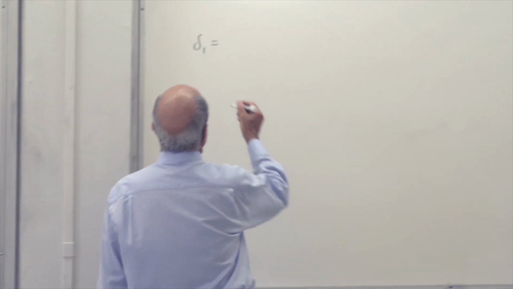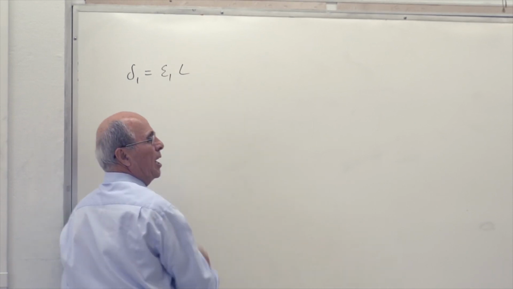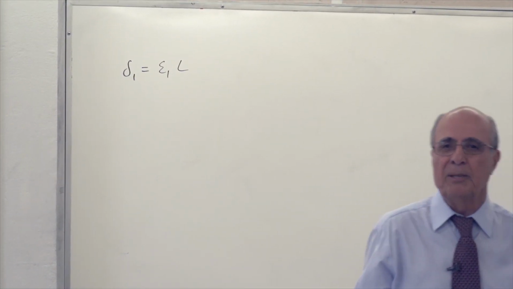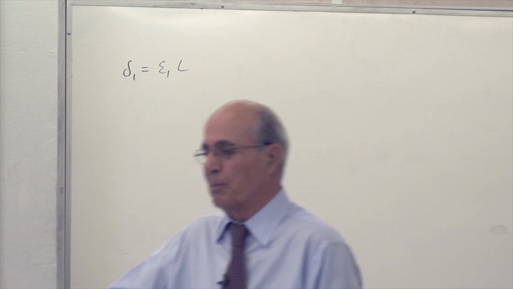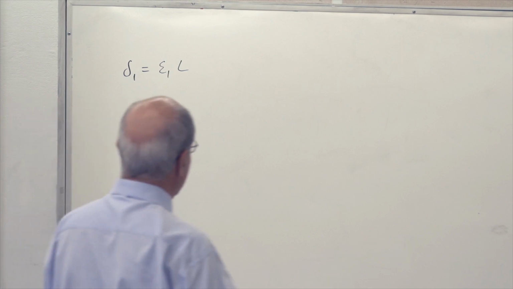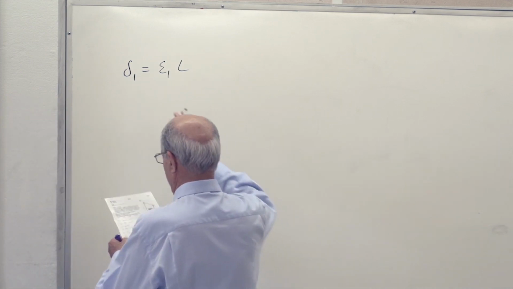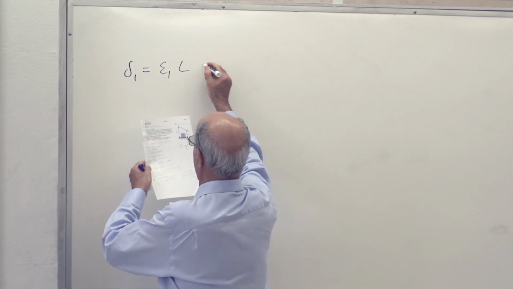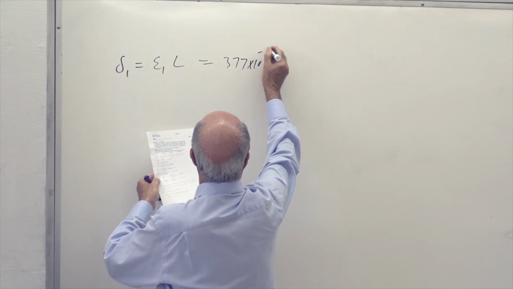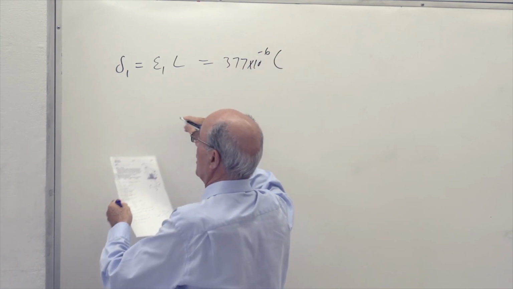So delta 1 is equal to epsilon 1 times L. Epsilon is the amount of deformation per unit of length, so I have to multiply it by length by definition. Is that correct or not? Either way you get credit, but I'm saying this is much simpler. So it becomes 377 times 10 to the power of minus 6 multiplied by the length.